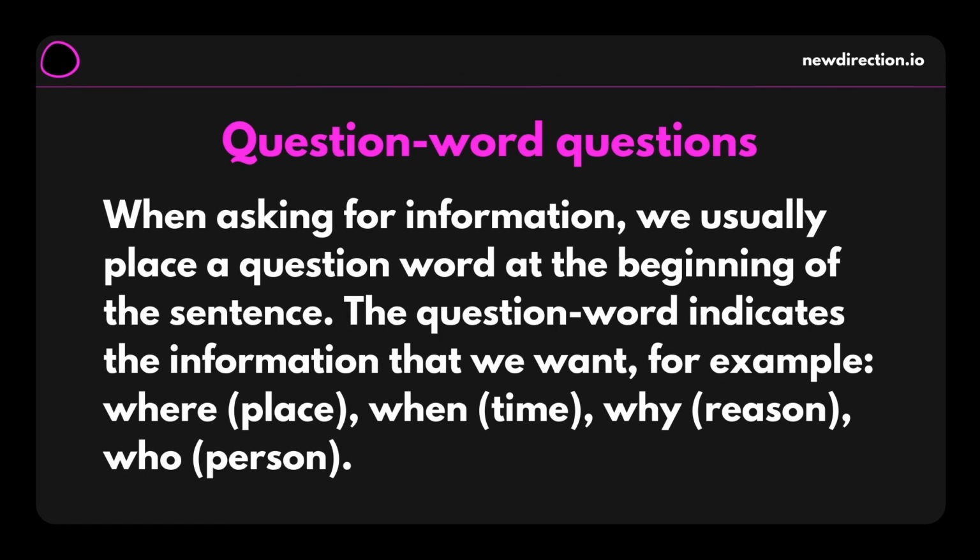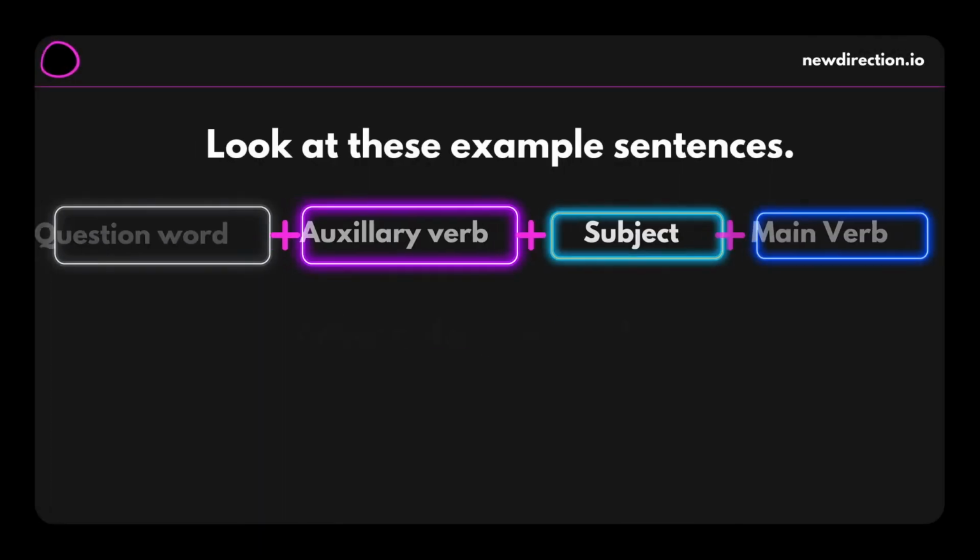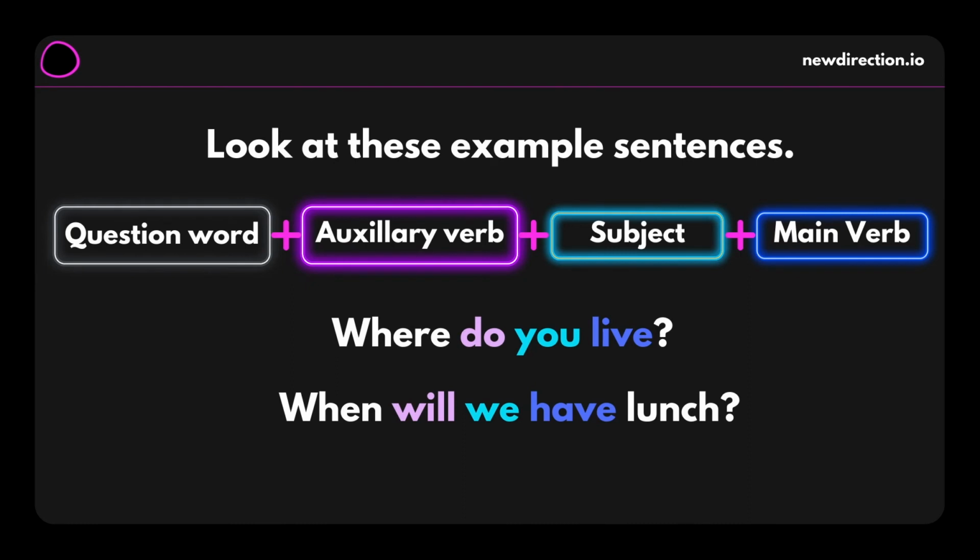For question word questions, when asking for information, we usually place a question word at the beginning of the sentence. The question word indicates the information that we want. For example, where pertains to place, when pertains to time, why pertains to reason, and who pertains to a person. What is the structure of this kind of sentences? We have an additional question word such as where and when, and the auxiliary verb, subject plus the main verb.